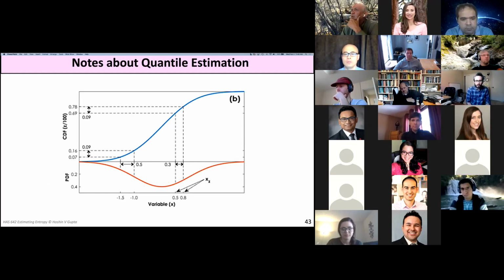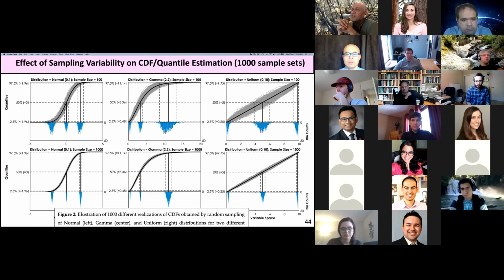This is just explaining quantiles. And this is just showing that if you were to draw several samples from a distribution, these are Gaussian, gamma, and uniform, and if you were to construct the CDFs from those, you can see how much sampling variability there is in the construction of the CDF, and therefore how much sampling variability there is in the shape of the distributions for different quantiles. Okay, so where it's steep, you tend to get more Gaussian looking distributions. Where it's curved, you tend to get more skewed looking distributions. And the top row is for 100 samples and the bottom row is for 1,000 samples. Just showing uncertainty goes down.